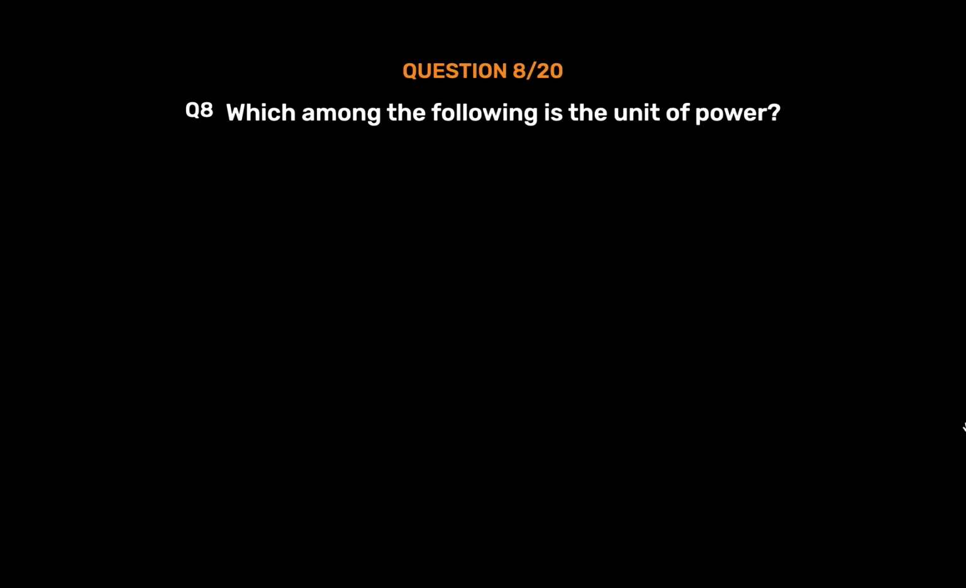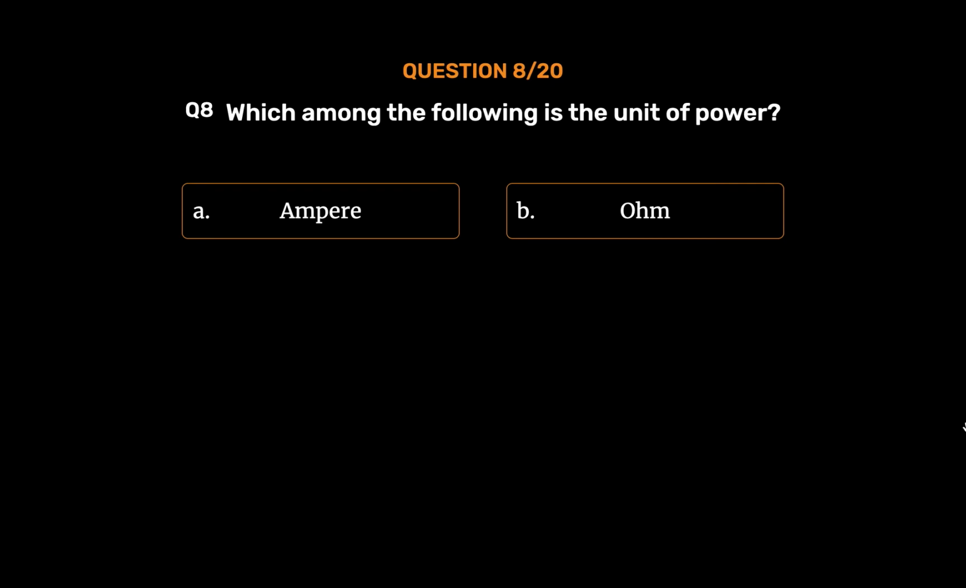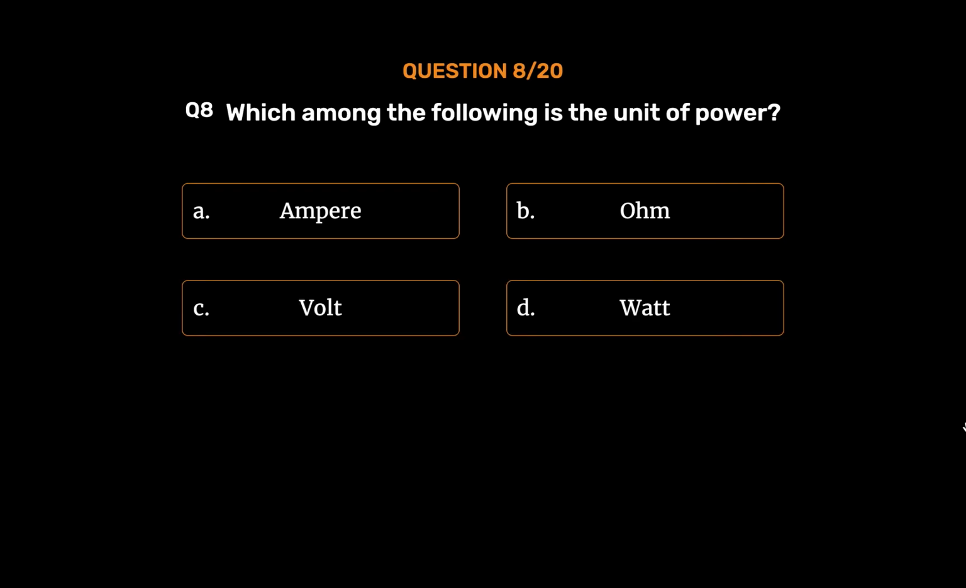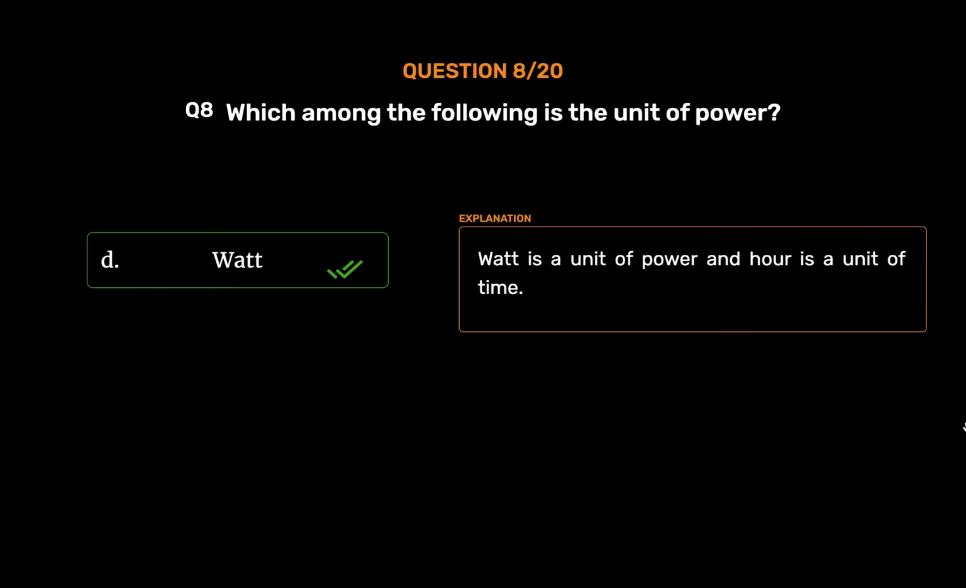Question number 8. Which among the following is the unit of power? Option A, ampere. Option B, ohm. Option C, volt. Option D, watt. The correct answer is option D, watt. Watt is a unit of power and hour is a unit of time.